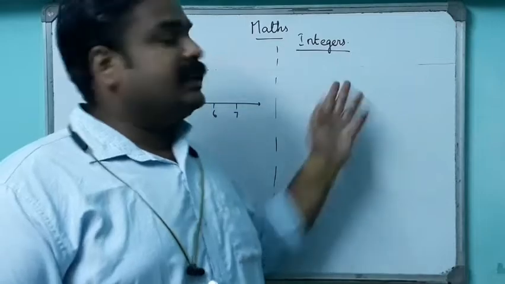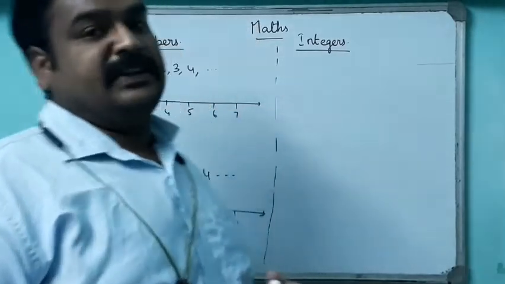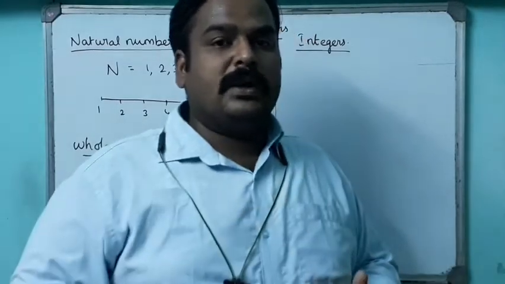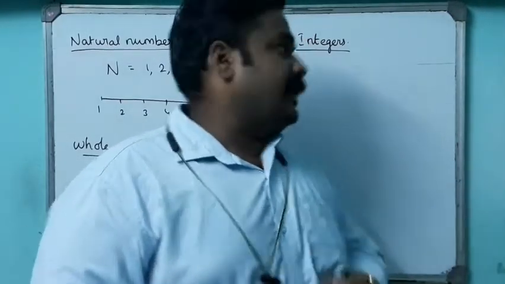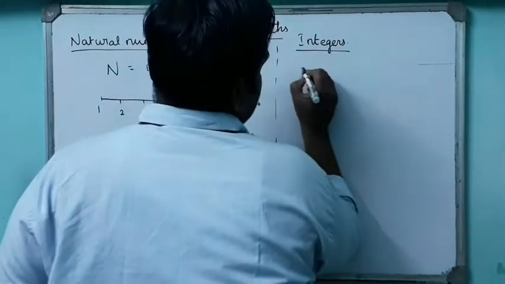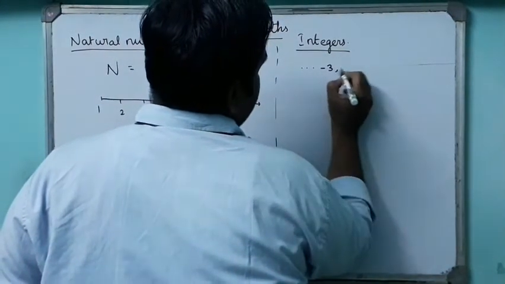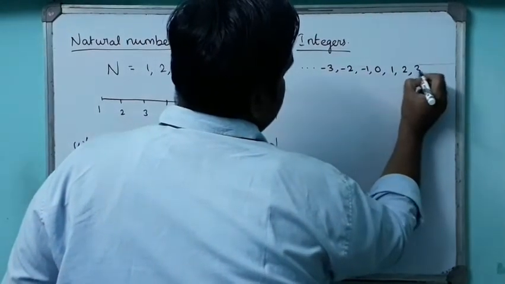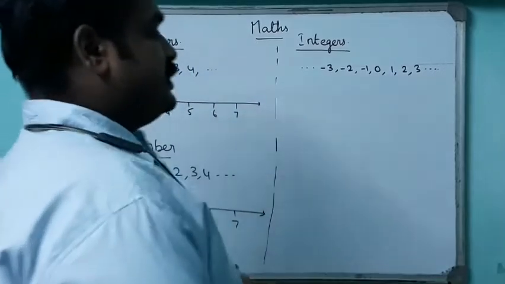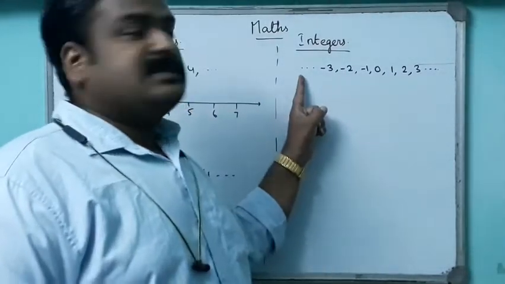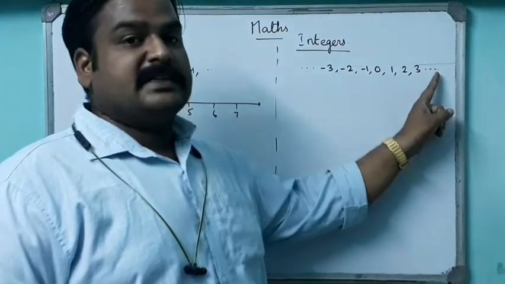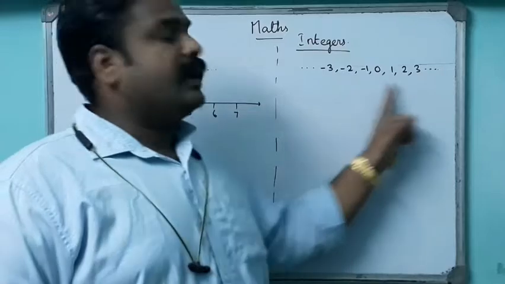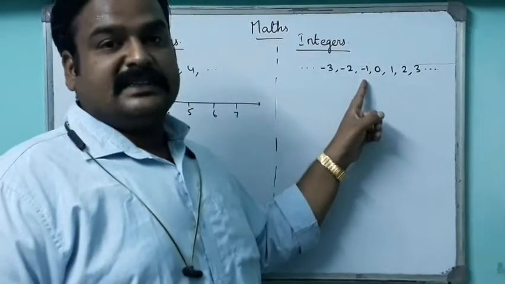Then the next type of numbers is the integers. So what are integers? Including the negative numbers along with the whole numbers, we get integers. Let us take like this: etc., minus 3, minus 2, minus 1, 0, 1, 2, 3, etc. So these are integers. What do you understand from this? You can see 3 dots here and 3 dots here. In the sense, there is no end on both sides. There is no end on the negative side and there is no end on the positive side. And 0 is at the center of the integers.